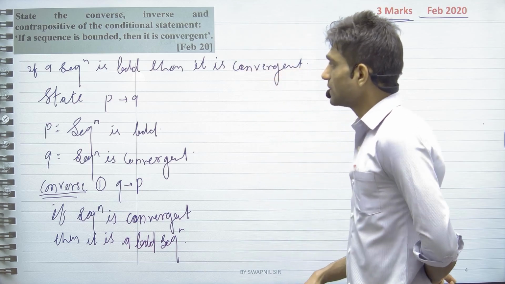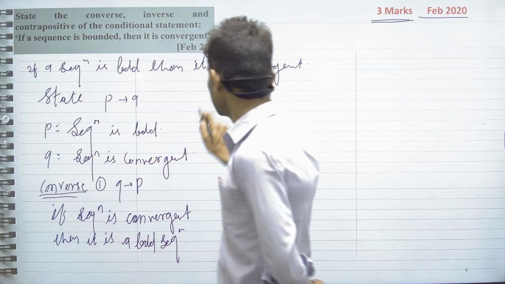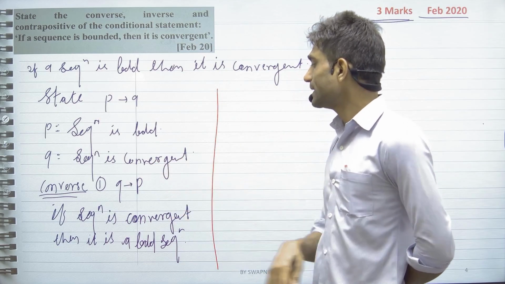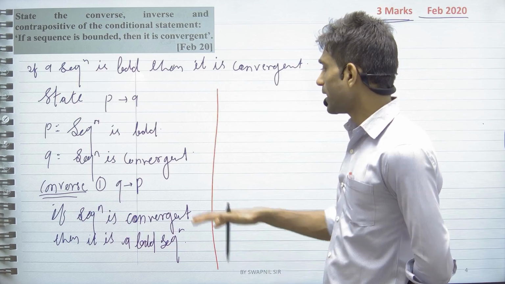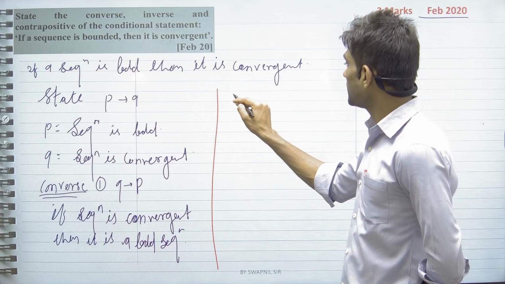Now see how easy the converse is here. If a sequence is bounded, then we say the sequence is convergent, and its converse gives us: if a sequence is convergent, then it is bounded. Okay, now after this, the inverse.